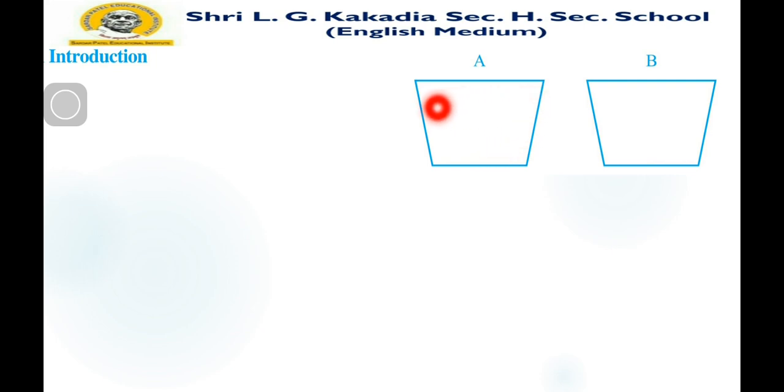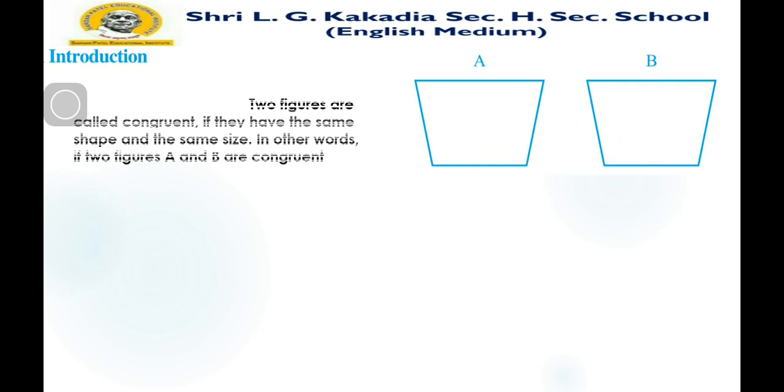Then each angle of A is equal to each angle of B, and each side of A is equal to the corresponding side of B. So we know that two figures are called congruent if they have the same shape and the same size. In other words, if two figures are equal in shape and also size, then A and B are congruent to each other.